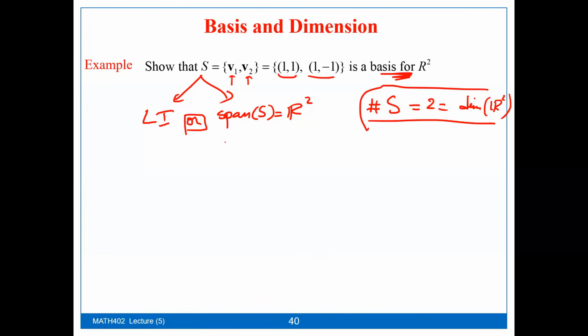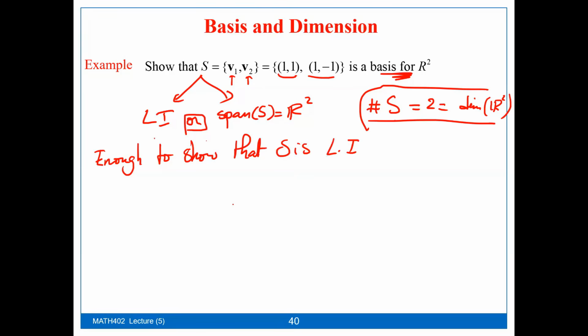Understood? Normally you need both. But if we have the extra information that the number of elements equals the dimension of the space, then one of the two is enough. And usually showing that a set is linearly independent is easier than showing that it's spanning the whole space. So it's enough to show that S is linearly independent. Okay?